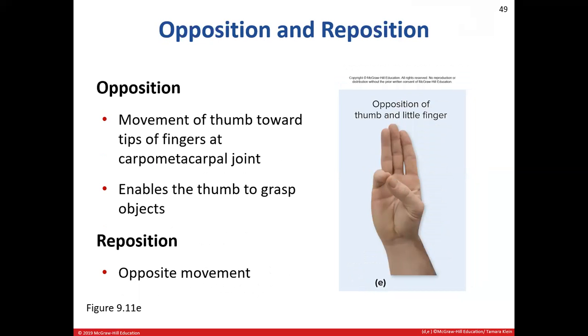And then lastly, we have opposition and reposition. Opposition, which we've talked about, occurs with the thumb. This is where we have the movement of the thumb towards the tips of the fingers at the carpometacarpal joint. It enables your thumb to touch the tips of your fingers, and that allows us to grasp things. Reposition is basically the opposite movement. It's just moving back to our original position.